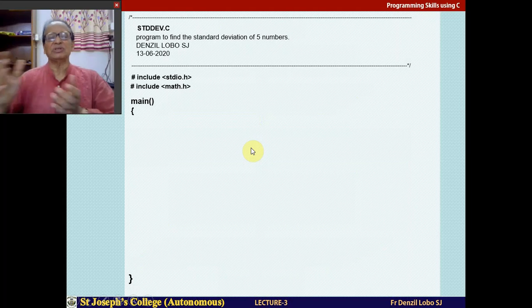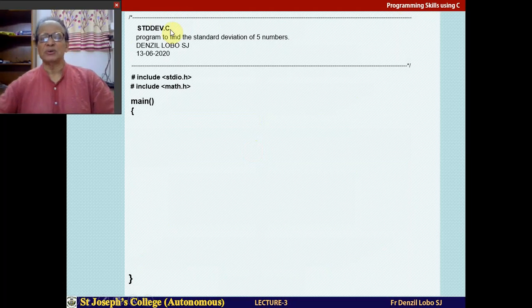Now, conversion of this flow chart into a C program. First of all, as I have been telling you, give the name. stddev.c would be the name of this program, and you say what it is, standard deviation of 5 numbers, by whom and on which day. So kindly write that. Now you write the code for this flowchart.